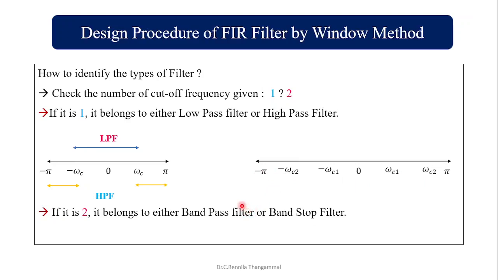If you have a value in the range minus omega c2 to minus omega c1 and omega c1 to omega c2, it belongs to a band pass filter. And if it has a value in the range minus pi to minus omega c2, minus omega c1 to plus omega c1, and omega c2 to pi, then it is called a band stop filter.